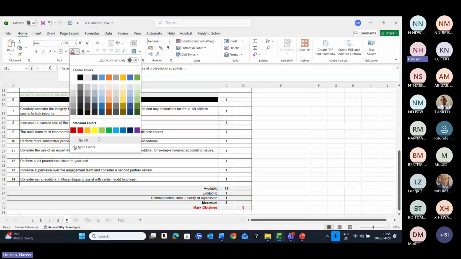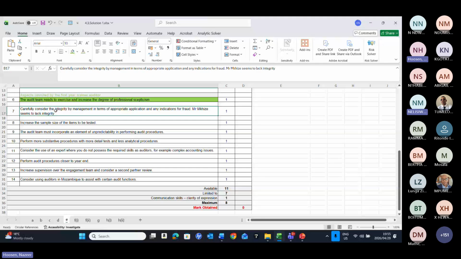Integrity by management. We spoke about that aspect as well. Oh, we missed this aspect. Fair enough. Let's leave it like that. Increase the sample size. Everybody got that. Am I correct in saying that?